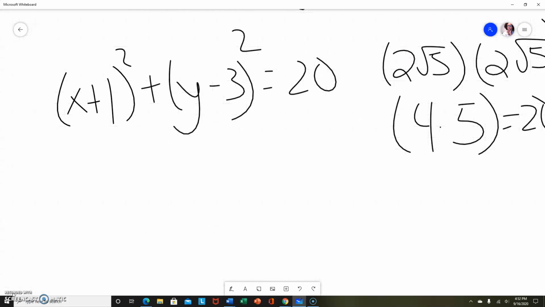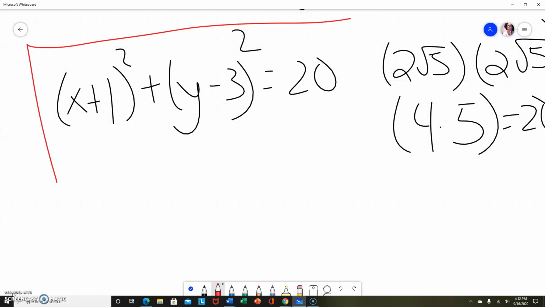So our final equation for our circle is (x + 1)² + (y - 3)² = 20. And I hope this helps.